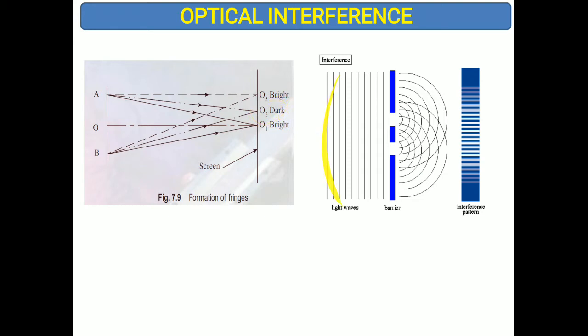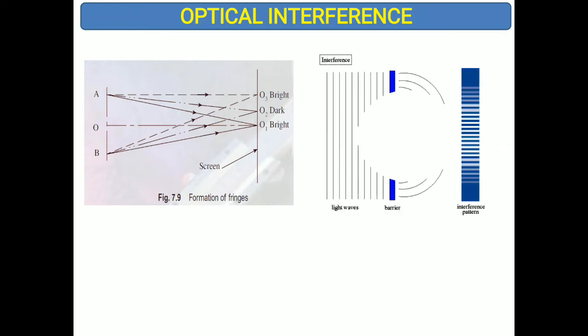Here you can see again, if there is a light source here, this is some barrier, like some non-transparent wall. After that, two holes are made here, meaning light rays pass through here also. Then the light coming from here and here combines, and after combining, they will form a pattern that is alternately dark and bright.